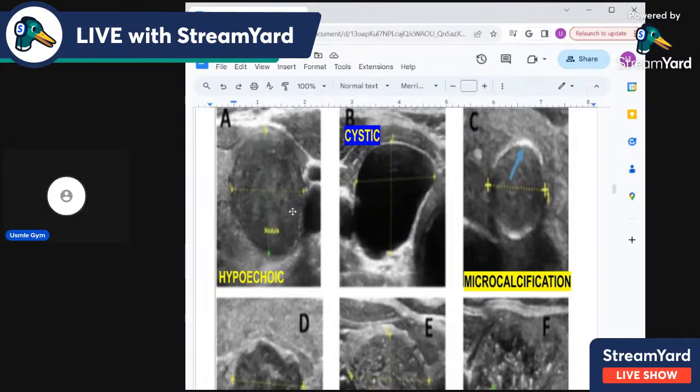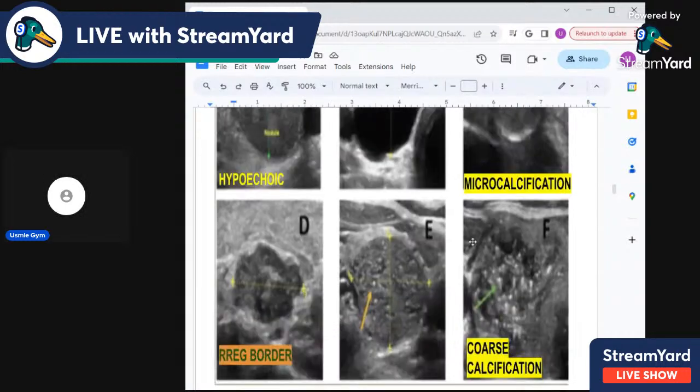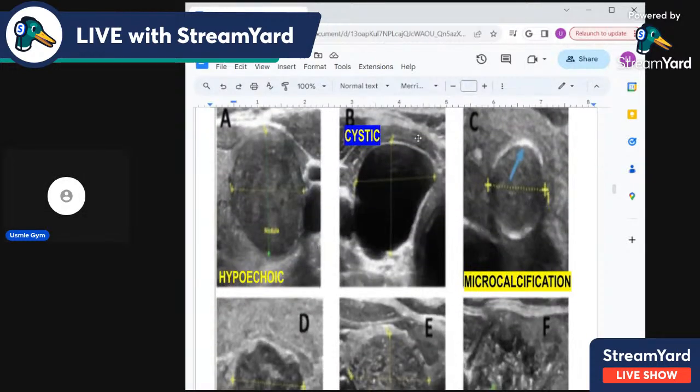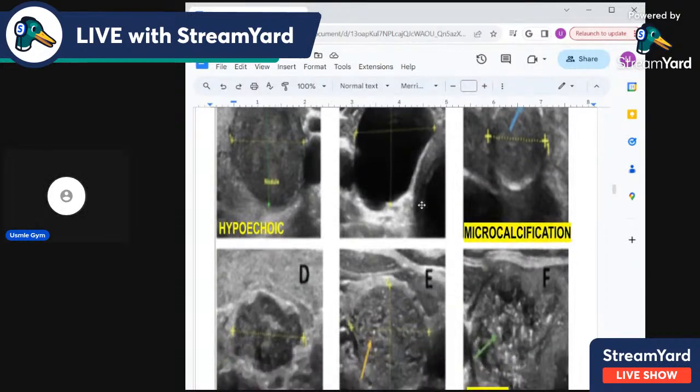This is a hypoechogenic nodule in the cancer. This one is a cystic lesion, dark black, jet black. This is the microcalcification here. See that? Microcalcification. So hypoechogenicity, cystic lesion, jet black, and this is microcalcification. Then these are irregular borders, and these two are coarse calcification. These are the features seen on ultrasound that help in diagnosing the disorder.